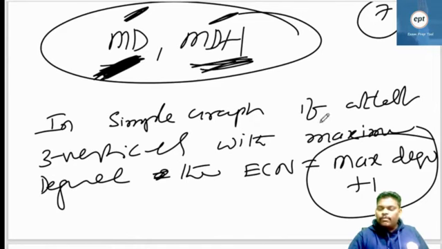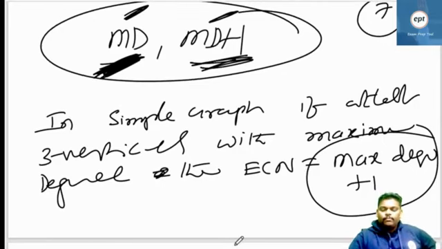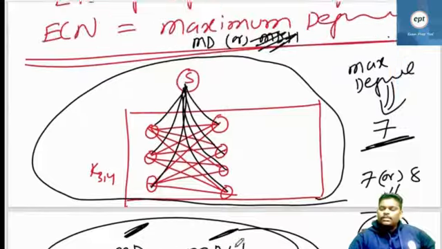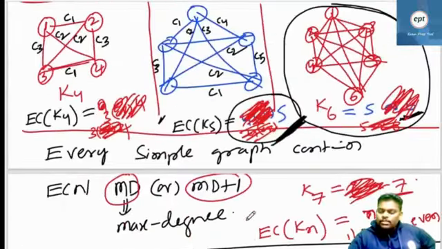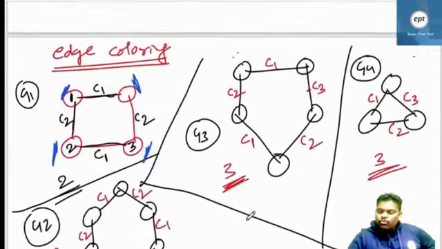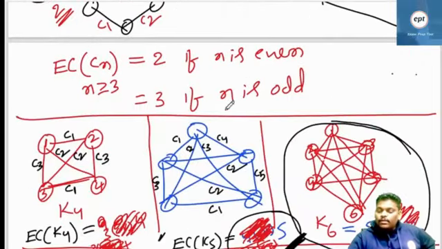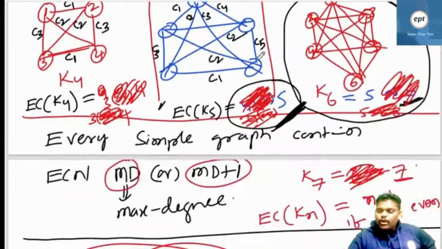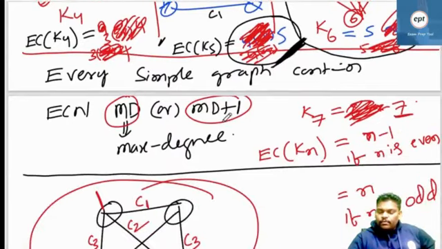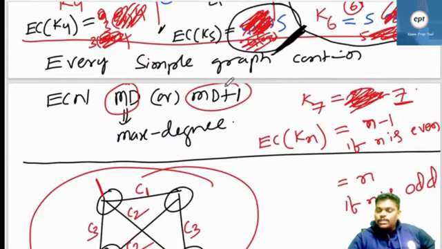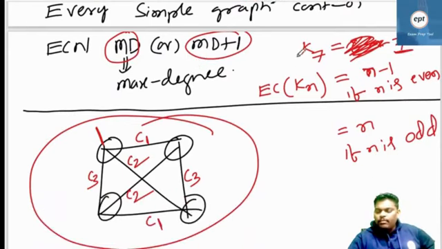In a simple graph, if at least 3 vertices with maximum degree, then edge chromatic number is equal to maximum degree plus 1. So please take care of all these things. If anyone is not getting it, go through all of them one time. First model for cycle graph. Second model for complete graph. So the conclusion is every simple graph has edge chromatic number either MD or MD plus 1.